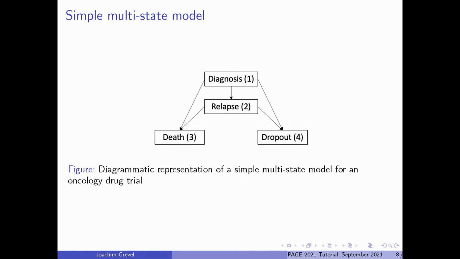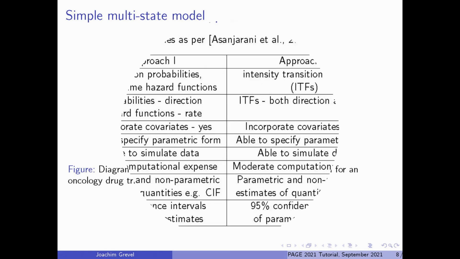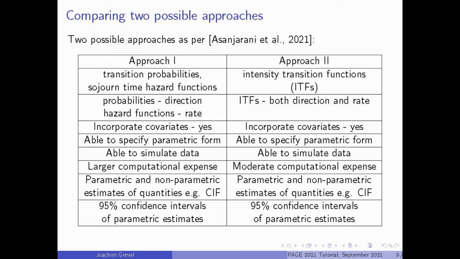All competing exit transitions from diagnosis and relapse are in place. To analyze all events and transitions in such a multi-state model, we have two approaches which are equivalent and can be transformed into each other. Both approaches describe all transitions as a semi-Markov process. Focusing on approach 1, we have formulated transition probabilities and sojourn time hazard functions. Probabilities give us the direction of transitions, the hazard functions give us the rate.